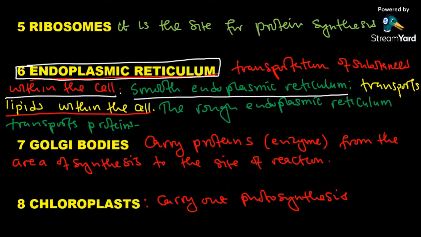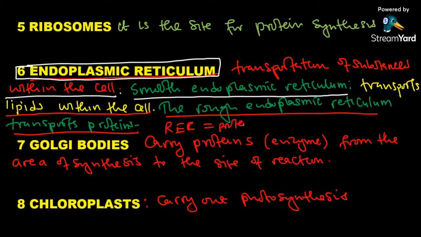The general function of the endoplasmic reticulum is transporting what? Transporting materials, or substances, within the cell. But specifically, the smooth endoplasmic reticulum transports lipids within the cell. Then when you talk of the rough endoplasmic reticulum, it transports proteins within the cells. So rough ER transports proteins, whereas smooth ER transports what? Lipids. This is very important. These are the questions that you expect in an exam.